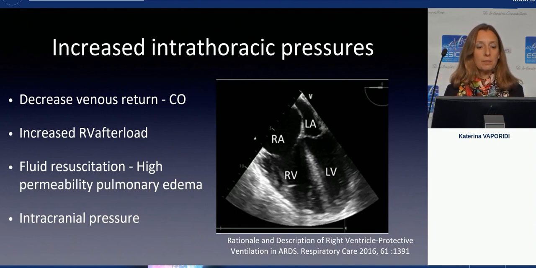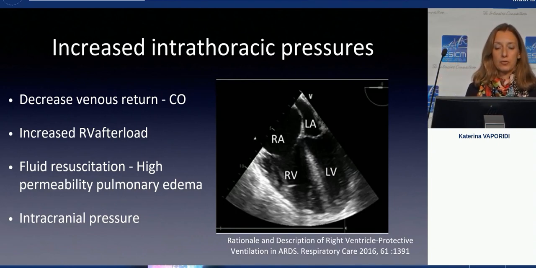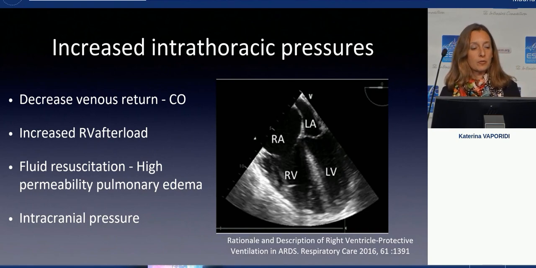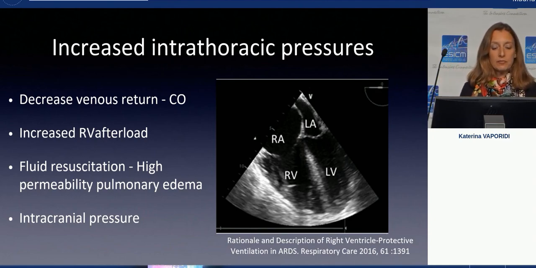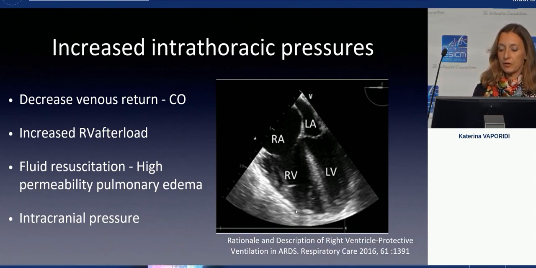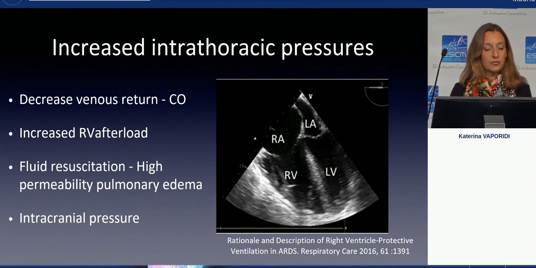So when we have high PEEP or we ventilate a small lung with large volume, we have high intrathoracic pressures, and that can decrease venous return and impair cardiac output. It will increase right ventricular afterload. You can see a heart here, the right ventricle dilated more even than the left ventricle in an ARDS patient.